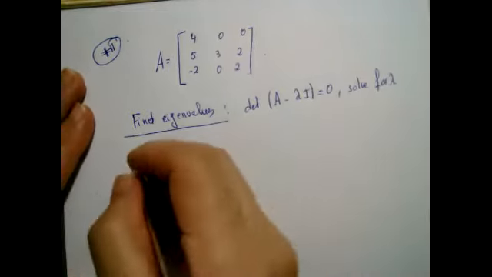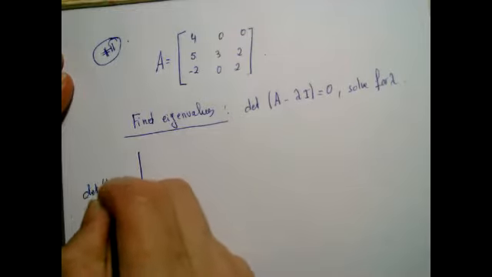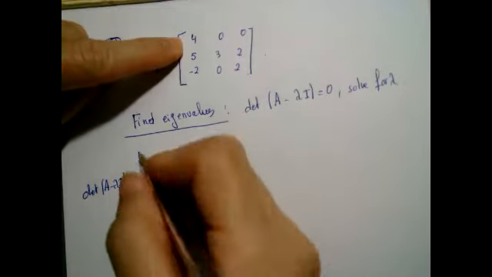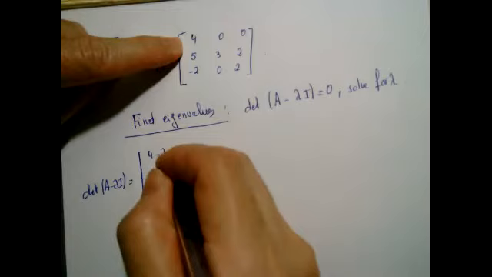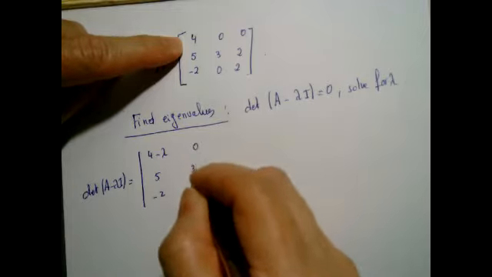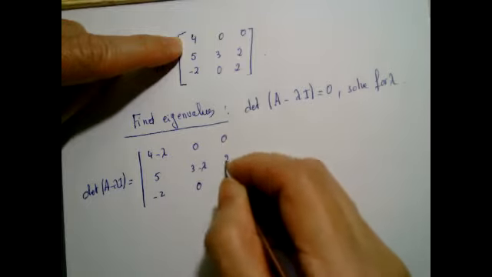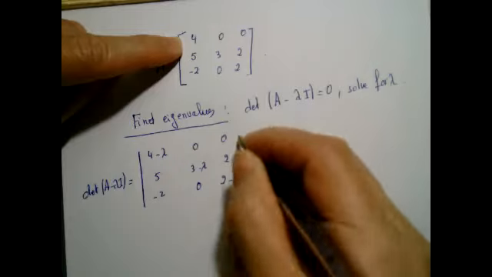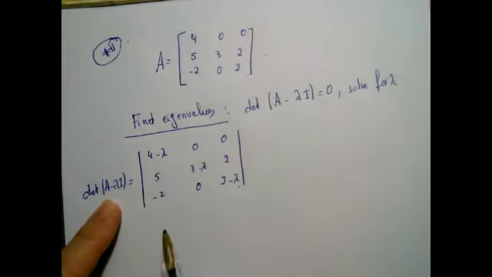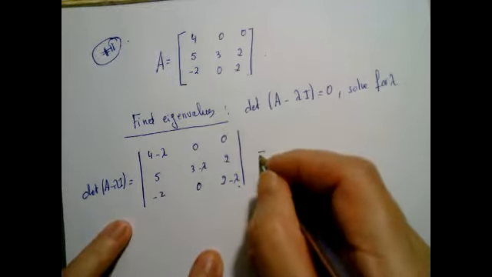So let us see what the determinant of A minus lambda I is. If I remember, we took a lambda from every term along the diagonal: 4 minus lambda, 0, and so on; 0, 3 minus lambda, 0; 0, 2, 2 minus lambda. So A minus lambda I is really equivalent to taking lambda from the terms along the diagonal. Now we have to compute the determinant.